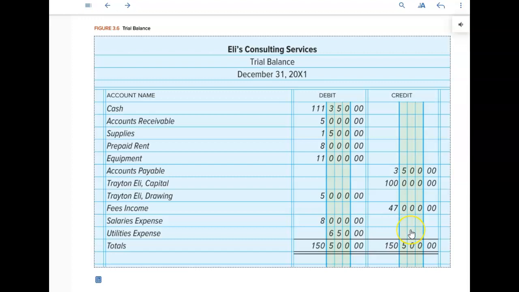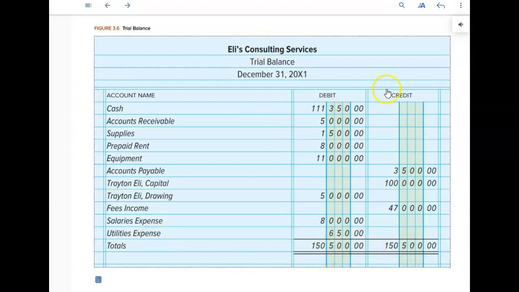Debits equal credits. A trial balance that is not in balance indicates that there are one or more errors in recording business transactions, or posting transactions to the T accounts, or finding the balances in each T account, or perhaps transferring the balances from the T accounts to the trial balance. If your totals for the debit and credit columns are not the same, then there are errors that you will have to find before you can prepare the financial statements.